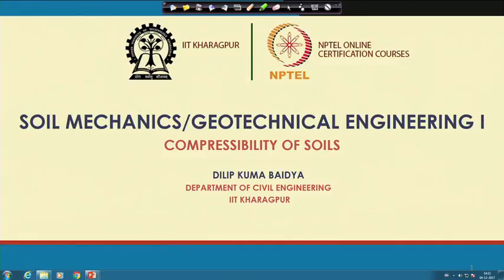Let me continue on compressibility of soil under soil mechanics and geotechnical engineering. I have taken one problem, and I have tried to show how to calculate void ratio corresponding to a particular pressure increase, as we have shown from the back calculation. And after getting the void ratio and pressure, I will show how to calculate the coefficient of volume compressibility, mV, and then I will show one or two methods again.